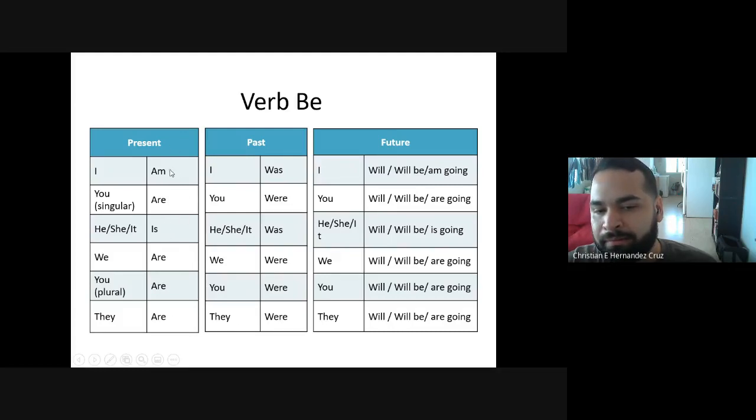It's just these three. Are is the most versatile of them. You only use am with I, and you only use is with he, she, or it. Remember that this is pronouns. You could interchange it with a noun. So we could use he, let's say Marcos.